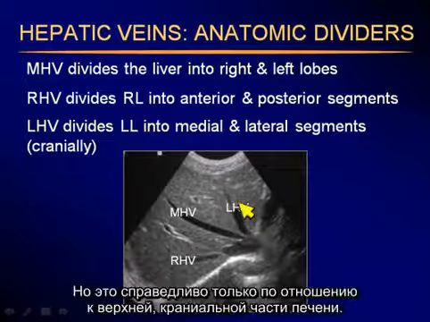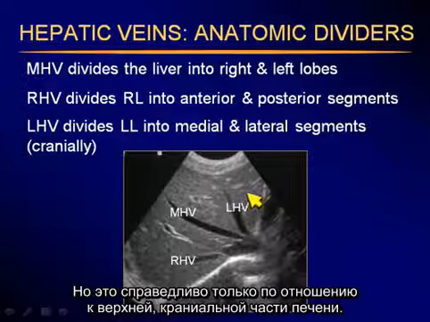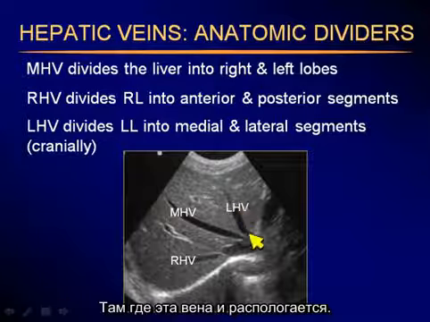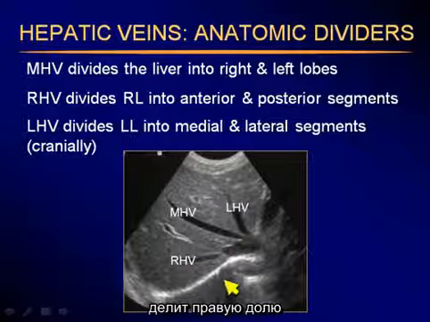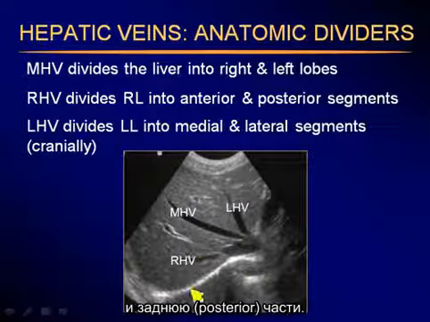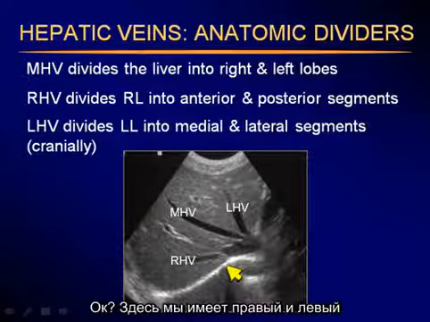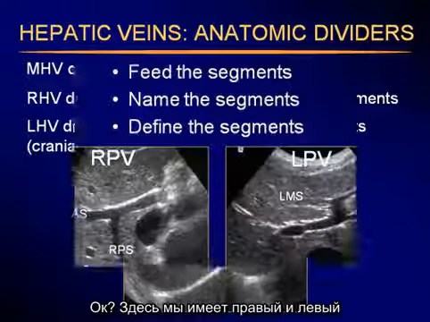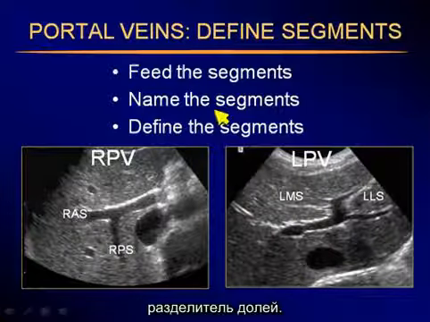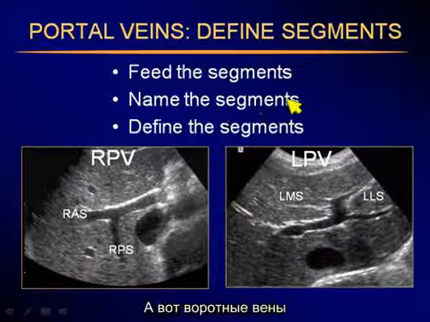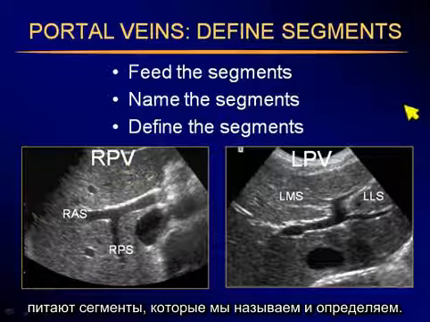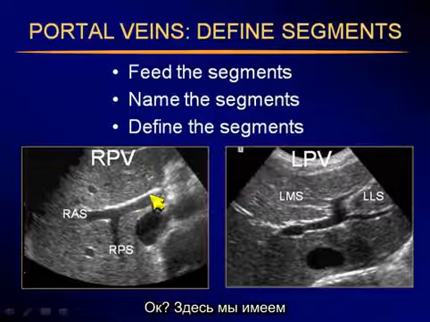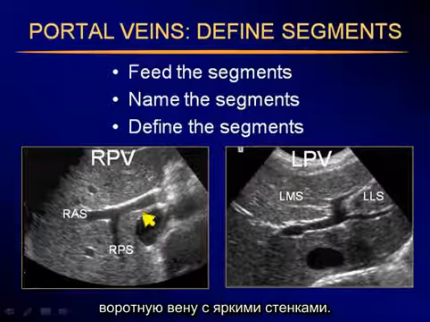But this only occurs in the high, cranial parts of the liver. That's where the hepatic vein is. The right hepatic vein divides the right lobe into anterior and posterior sections. Okay, so now we have right and left lobes divided. Now the portal veins, they feed the segments, we name the segments, and they define the segments. Okay, so here we have a portal vein with bright walls.